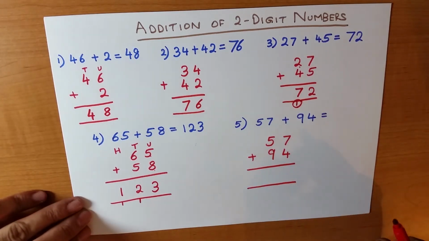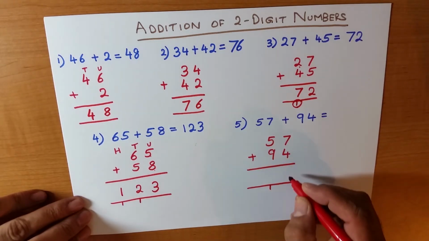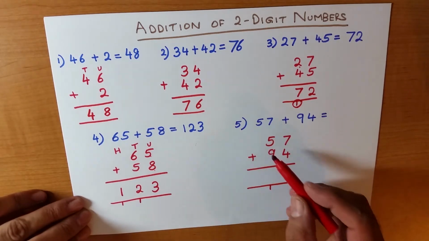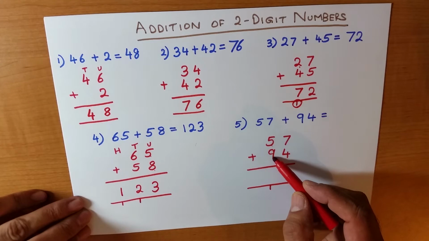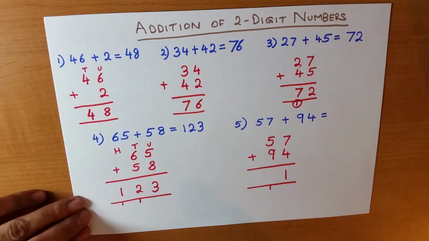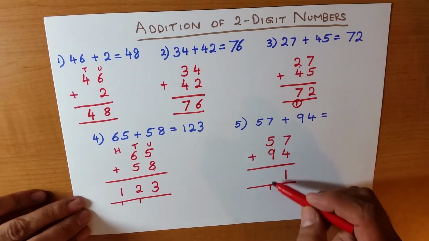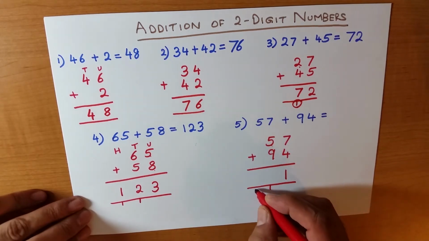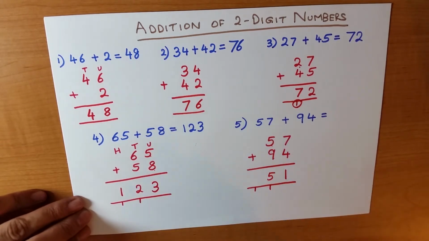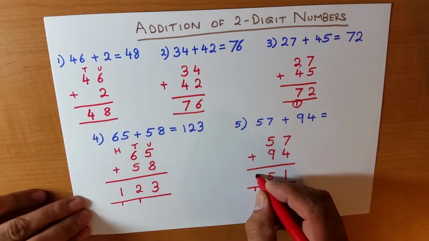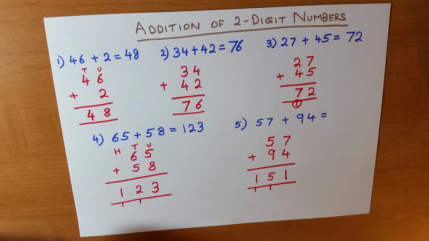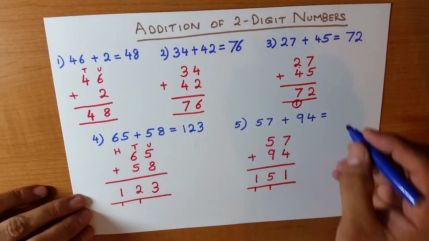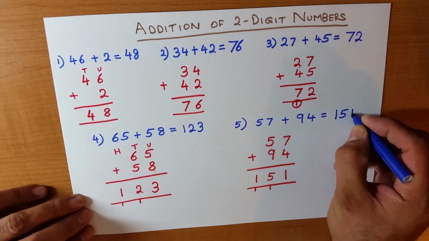Right. What is 7 plus 4? That's right, it's 11. Put 1 here and 1 here. Now the tens column. What is 5 plus 9 plus 1? Well, we know that 9 plus 1 is 10. 10 plus 5 is 15. So we put 1 here, 5 here. Again, there's nothing in the hundreds column, but we do have 1 here. So we put the 1 here, and that is the answer. 57 plus 94 is 151.